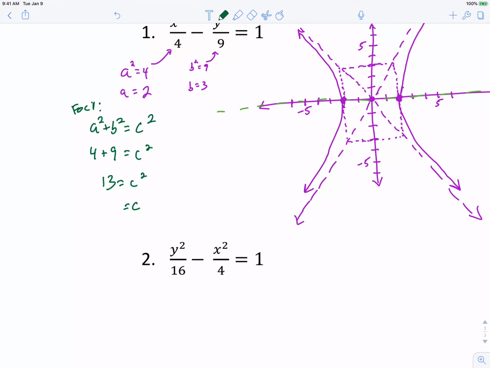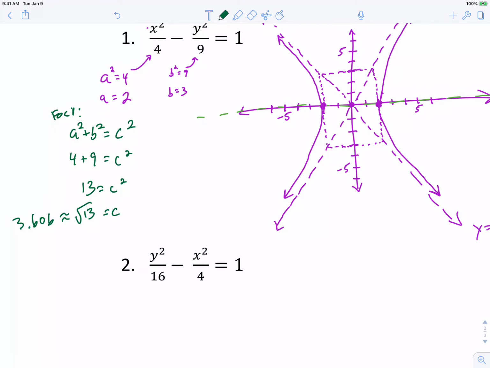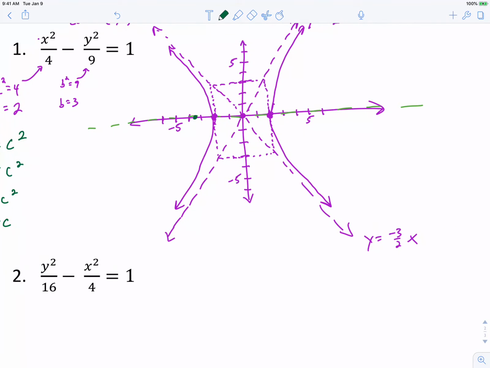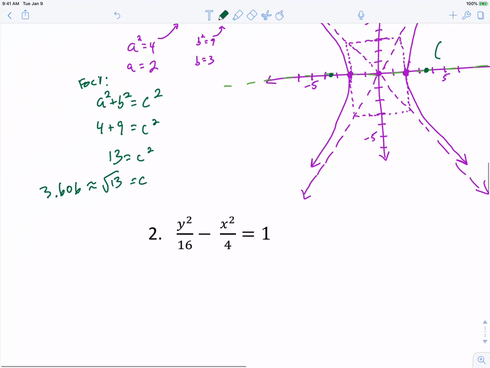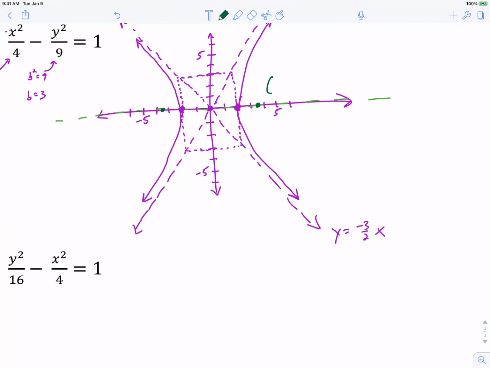So c is going to be the square root of 13, or about 3.606 on my calculator. So when I go graph these, I'm going that distance out from the center, so it's like 3.5-ish. So we'll just say it's right about there and right about there, and I'll put the coordinates in using the exact value, square root of 13. So that's the square root of 13, 0, and the negative square root of 13, 0. There's my foci.